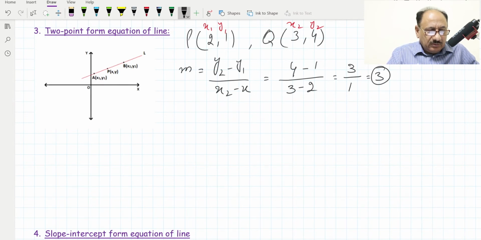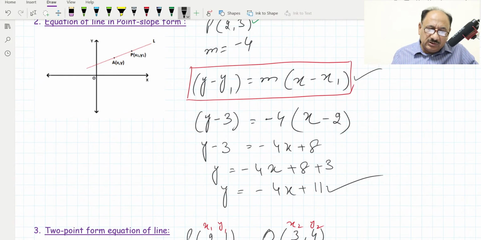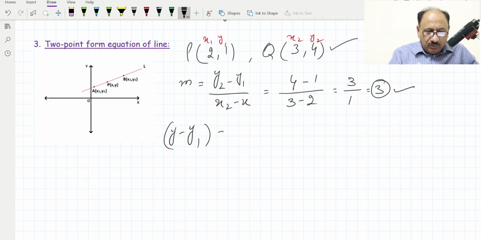Now we can write down the equation. If we have 2 points, we found this value m, and we can use the equation of line in point slope form, which we have just done over here. We will be using this equation, and we can use any of these 2 points. I'm using this point, so you can use the other one also. So y minus y1 is equal to m into x minus x1, and this is how we can write down the equation of line.